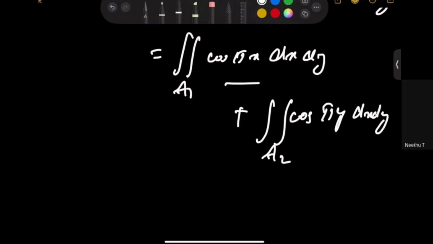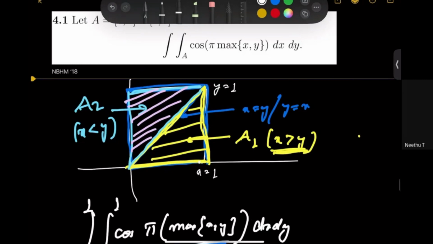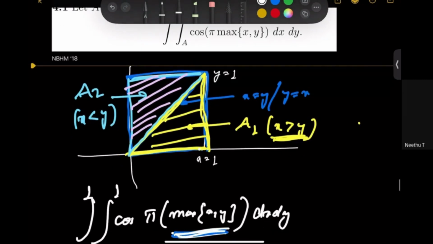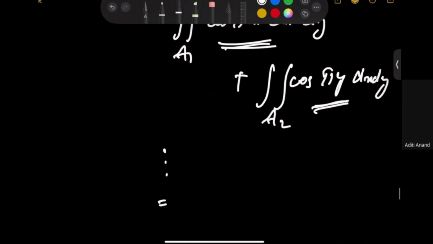So it's very easy now. That is how we took care of the max function, by breaking it up into two parts such that you can take care of this max function. That is the idea. Clear? Yes, sir. Now you can easily do this problem, and the answer, I'll just write it down, will be minus 4 by pi squared. That is your answer.